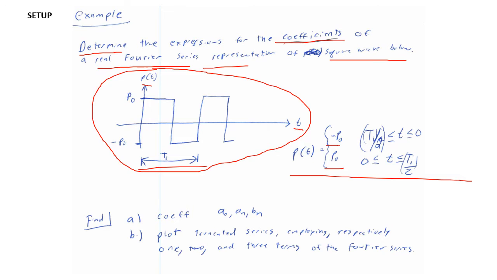So what we're going to look for is, for part A, we're going to find the coefficients. So that would be our a naught, a sub n, and b sub n. And for part B, we're going to plot the truncated series employing respectively 1, 2, and 3 terms of the Fourier series.